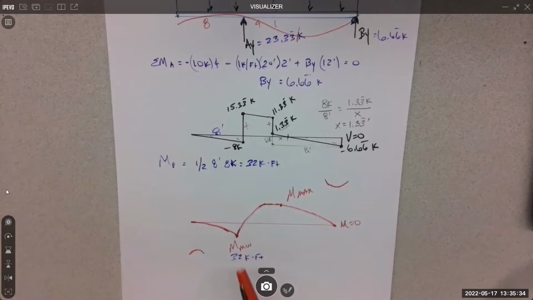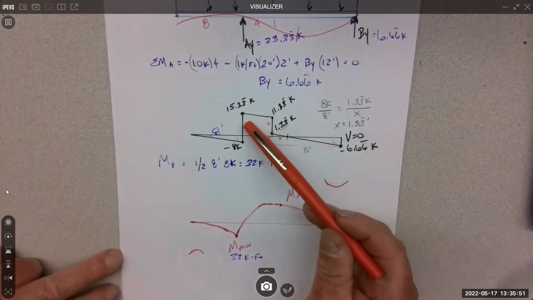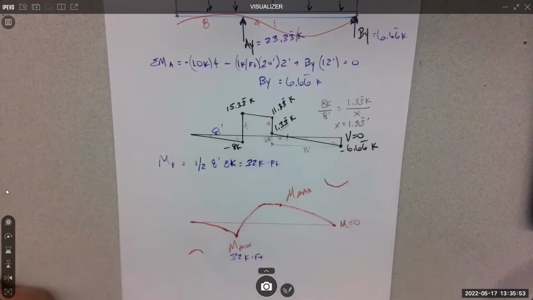All right, so we got the maximum that is down below the minimum, max minimum. Now we need this one. How do you want to get it? Yeah, so maybe section it might be easier other than doing all these areas. They're both going to be a little challenging.